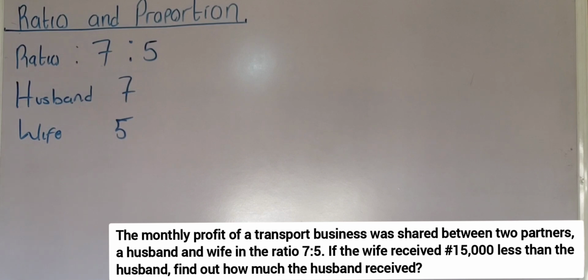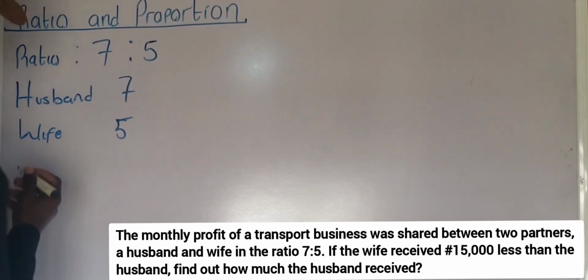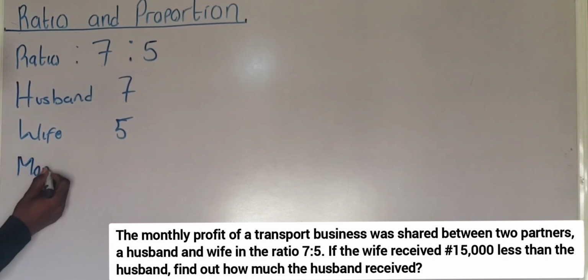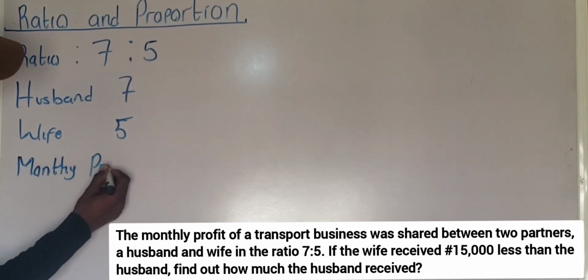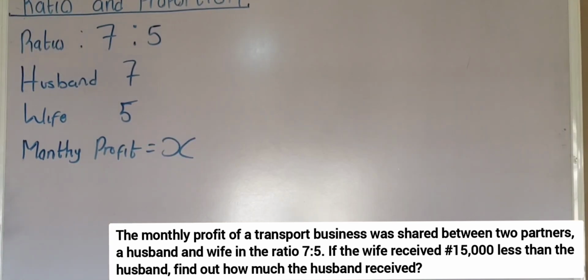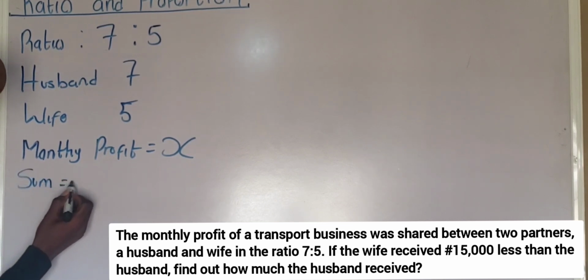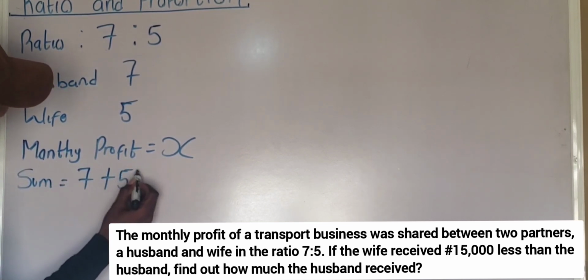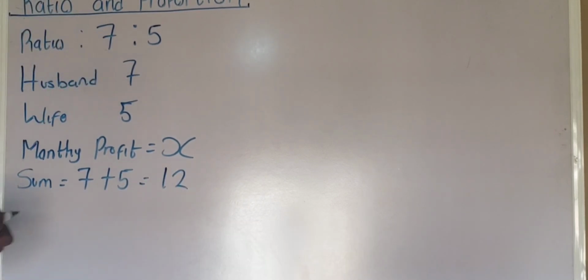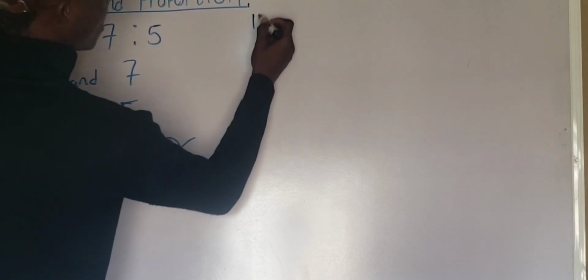Now, let the total amount that was shared between the husband and the wife, the monthly profit, be X. Now, the next step is to take the sum of the ratio. Are you paying attention? The sum of the ratio will be equal to 7 plus 5, and 7 plus 5 is equal to 12. Do you understand?